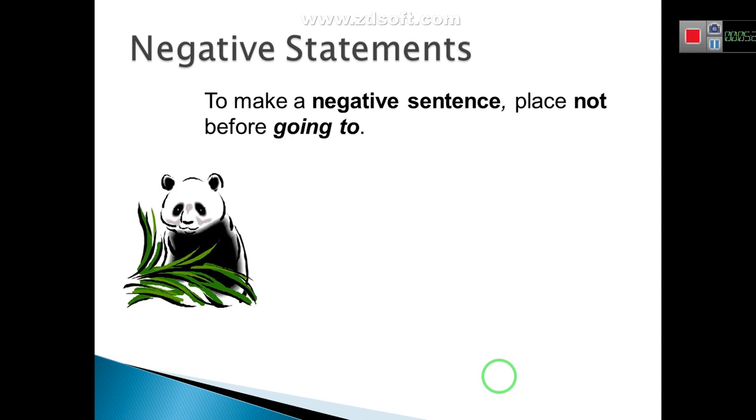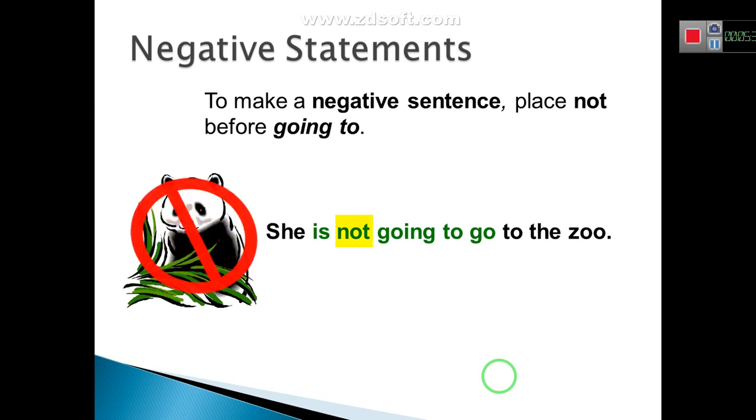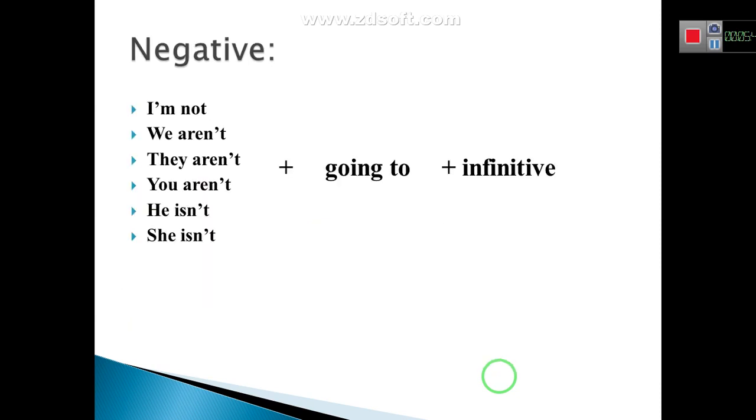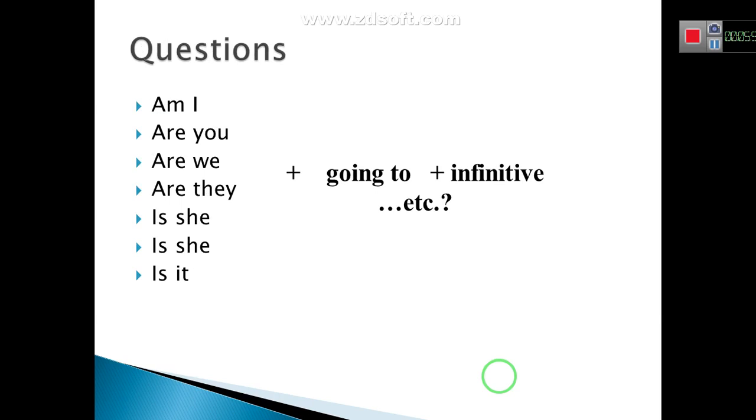Okay, to make a negative sentence in future plans with going to, place not between verb be and going to, that's all. Look at the example. She's not going to go to the zoo. She is going to, she is not going to. They are not going to take. They are going to, they are not going to. It means what? I am not, we are not, they are not, you aren't, he isn't, she isn't. We use going to plus infinitive and the rest of the sentence.